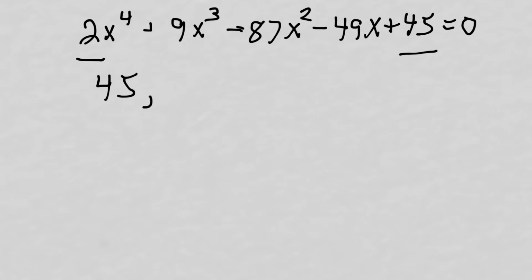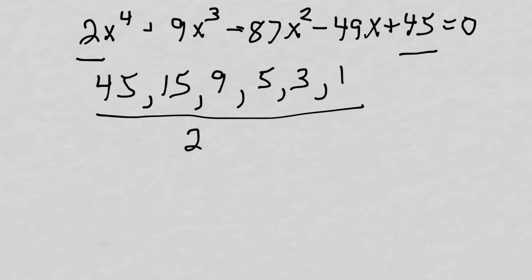45, 15 is a multiple, it can be divided into it. Let's see, 9, 5, 3, and 1. Yep, all those numbers can be divided into 45. For 2, there are only two numbers that can be divided into it, 2 and 1. And you have to remember, this 45 can also be -45. The reason I'm showing you this is, and this isn't always a rule, most of the time you're going to find most of these using these numbers here.